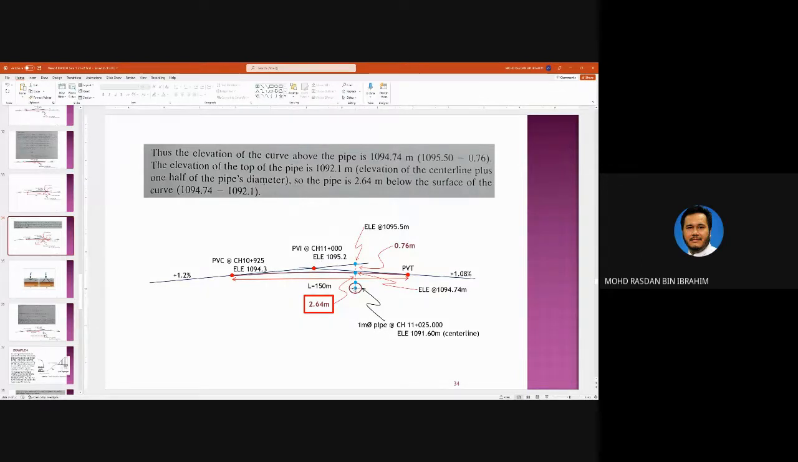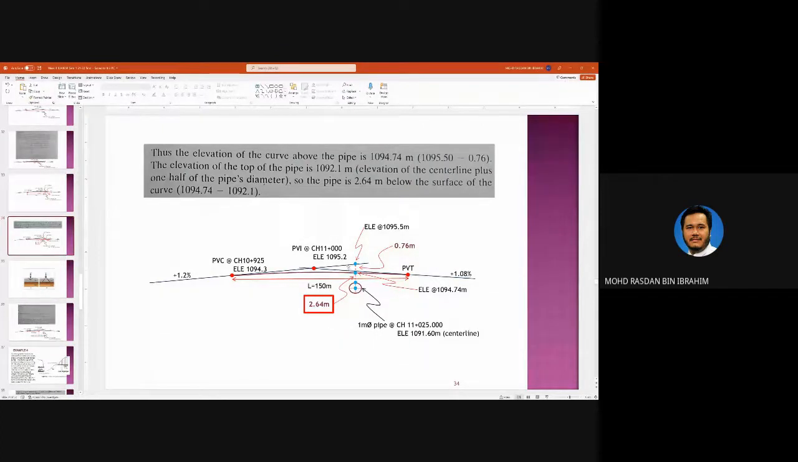You know the elevation of the center of the pipe, and you add 0.5 to the centerline to get the elevation on top of the pipe. So now you know the elevation here and here, you subtract these two values, and you will get 2.64 meters. So your road is 2.64 meters above the pipe.